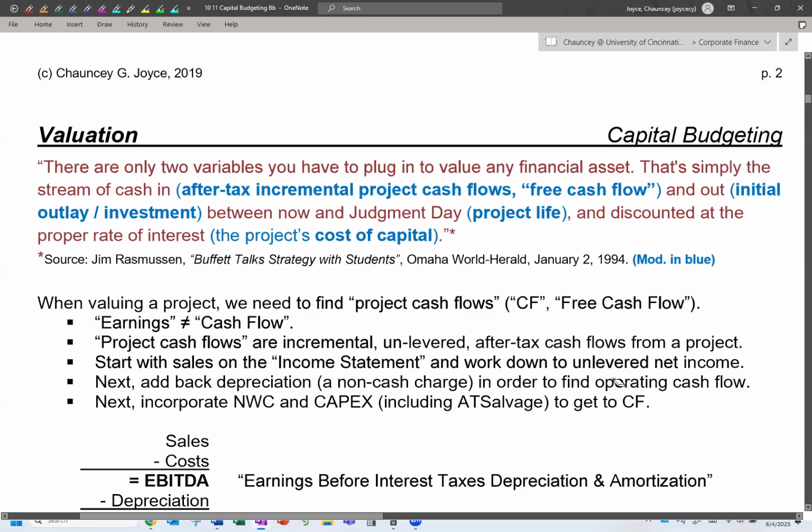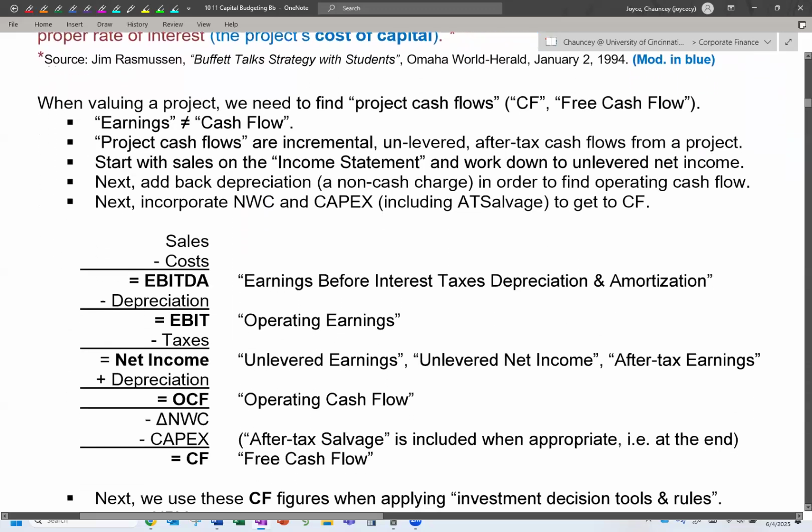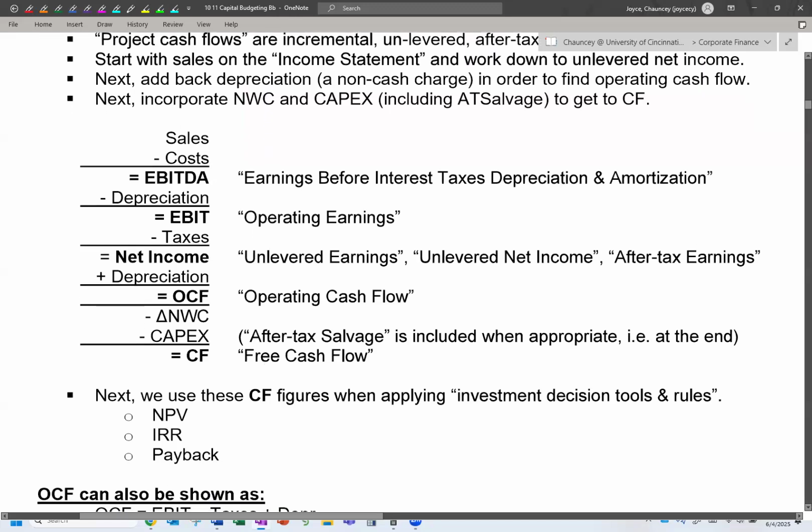So start with sales, work your way down to unlevered net income. That just means you ignore the interest expense. Next, add back your depreciation in order to find operating cash flow. Then incorporate your changes in net working capital and your CapEx, including your after-tax salvage, to get to a project cash flow. So let me just show you two different ways to do that. Maybe one of them will connect with you better than the other.